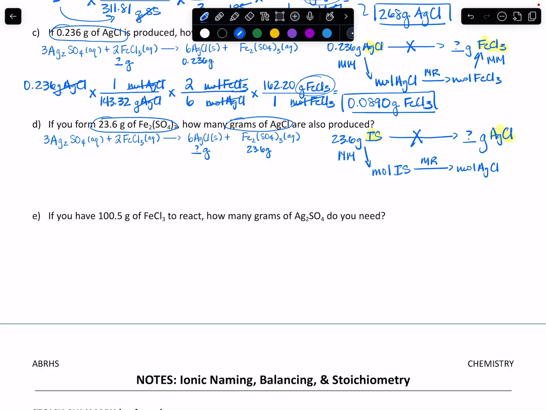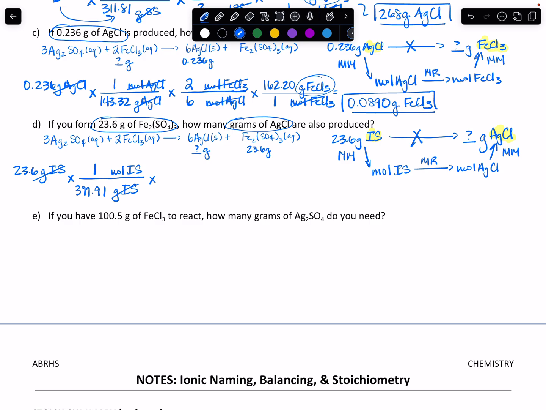Once we have moles of AgCl, then we can go to grams, but we'll need the molar mass of AgCl to make that happen. So again, three-step conversion, just like what we saw before. We set it up. 23.6 grams of iron sulfate. For my conversion factor, the gram of iron sulfate is going to go in the bottom. Moles of iron sulfate is going to go up top. And using the periodic table, I know that 1 mole of iron sulfate has a lot of mass, 399.91 grams. So this is going to let me cancel those grams, and I'm at the mole.